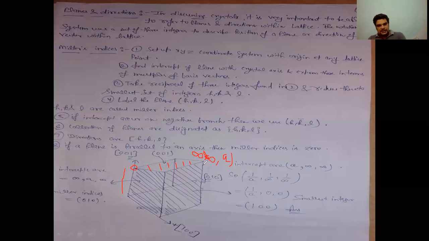Now, the next step is to take the reciprocal. If you take the reciprocal of infinity, that will come out to be 0. This will again be 0. This will be 1 upon A. Now, you need to convert it into the smallest possible integers. The smallest possible integers in that case will be 0, 0, 1. So this plane is nothing but 0, 0, 1.